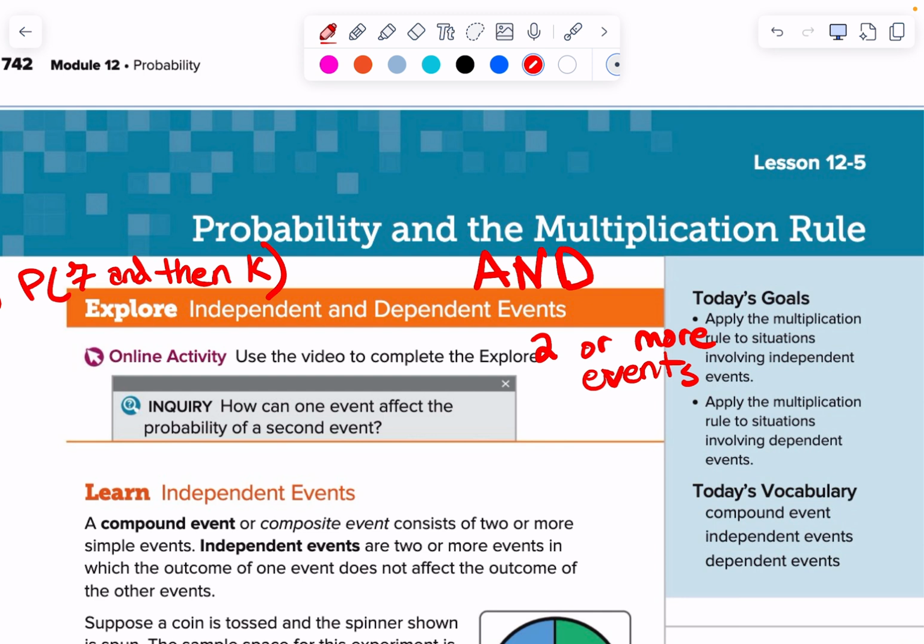So 7 has a 4 out of 52 chance. King has a 4 out of 52 chance. I would reduce and multiply and do all the things, which reduces to 1 over 169. That's how you work that problem.